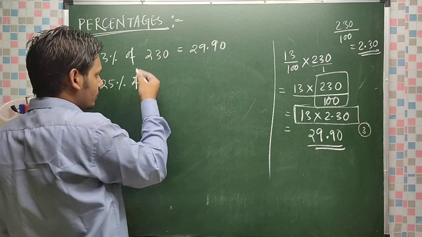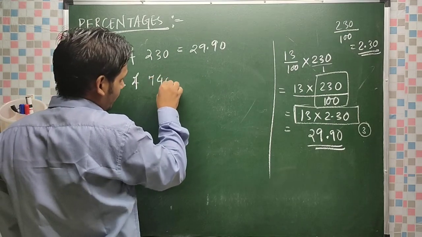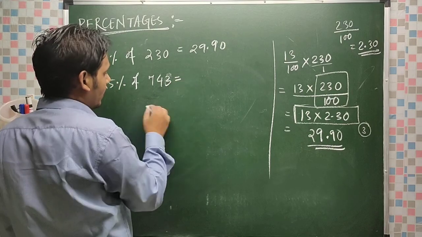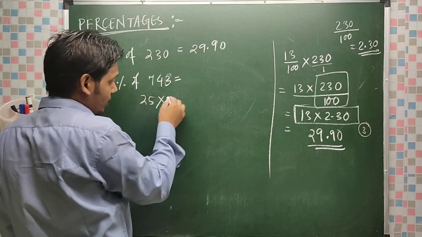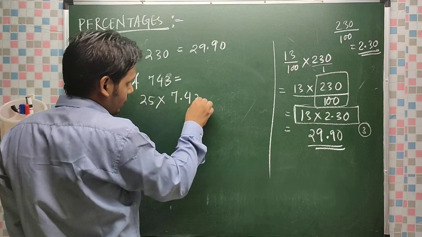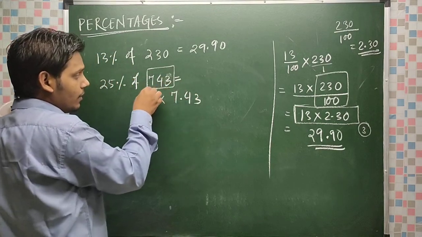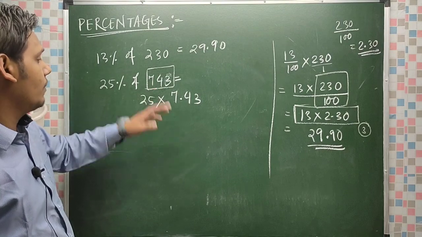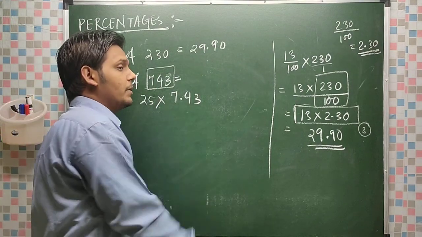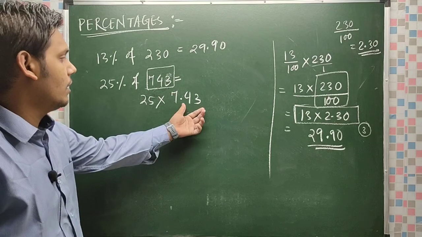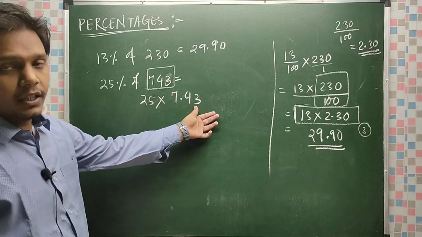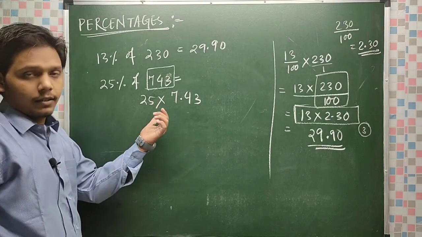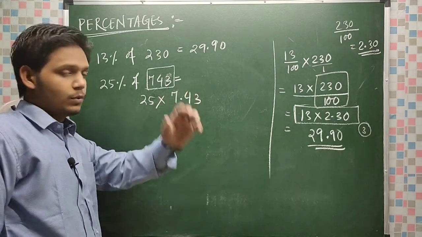Suppose 25% of 743. Directly you can do 25 into 7.43. Whatever number you have, always keep 2 digits after the decimal. I kept 2 digits after the decimal because we have not divided by 100 here. Directly we have done 25 into 7.43.